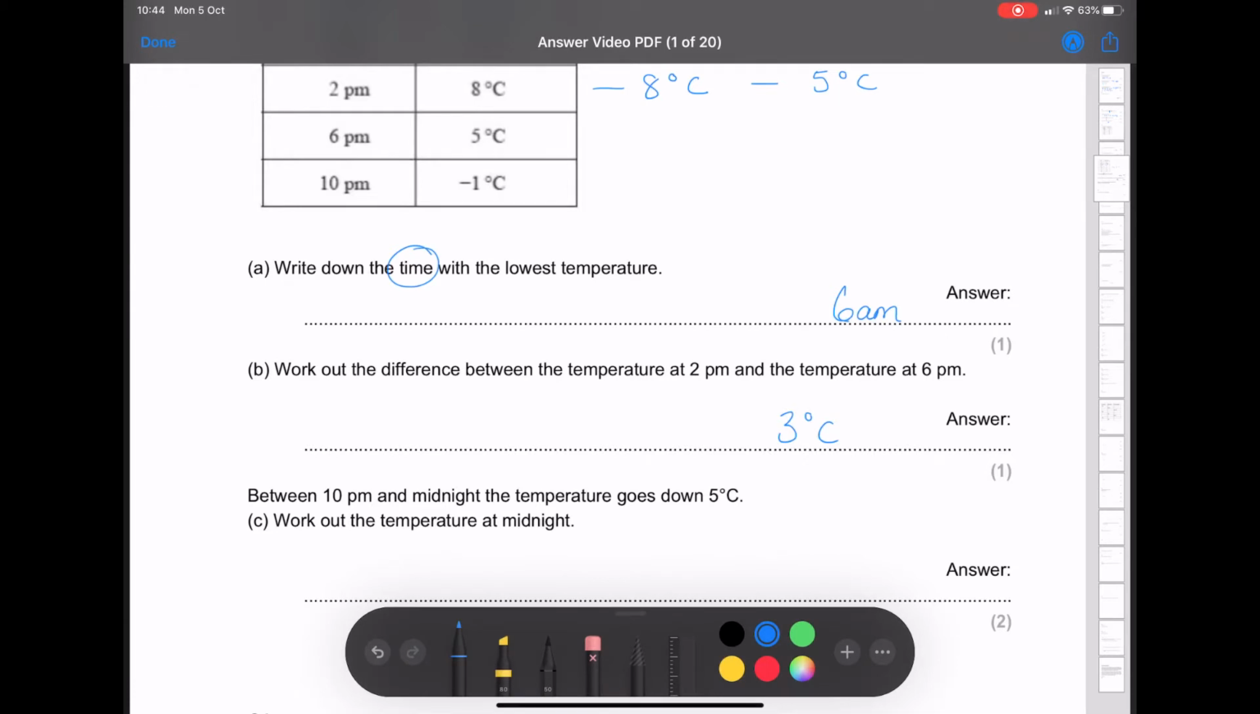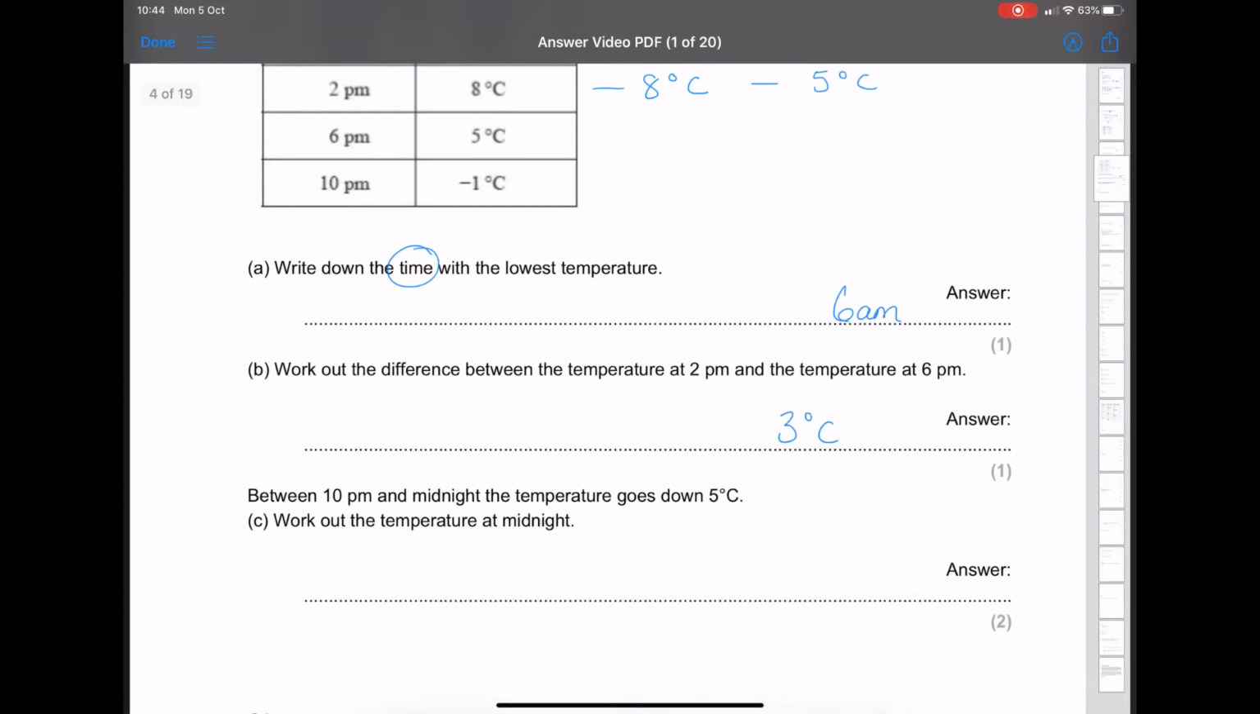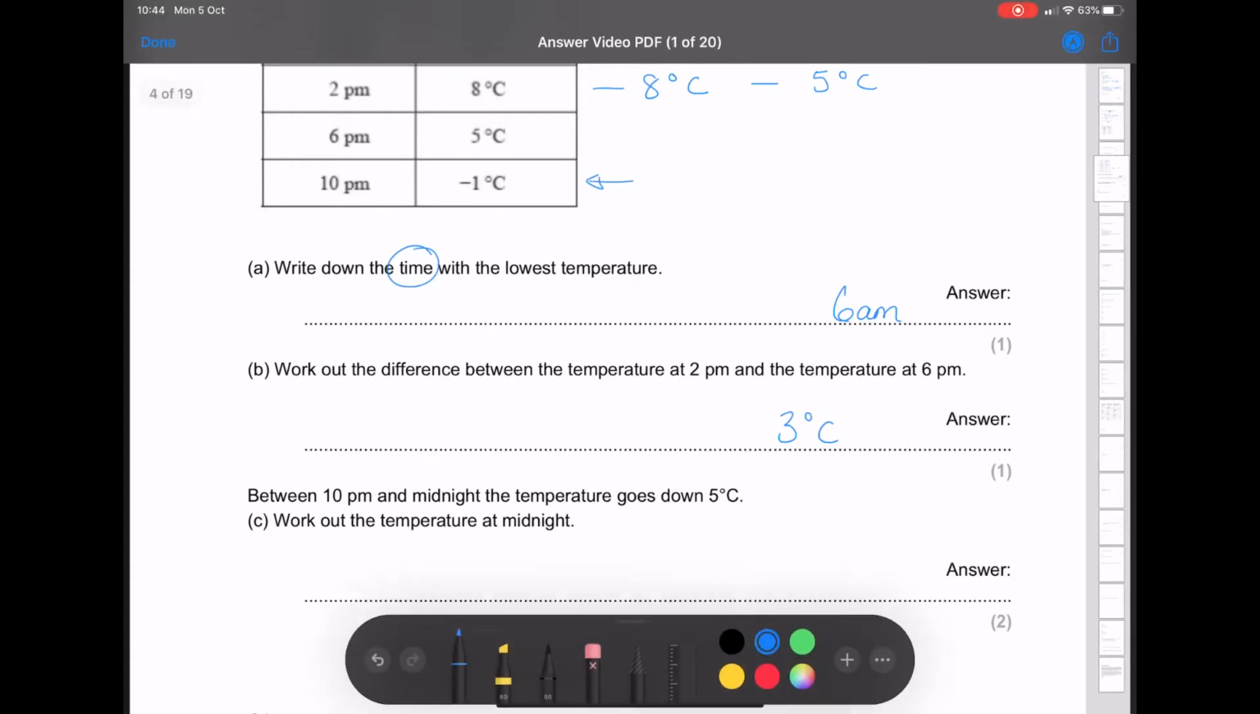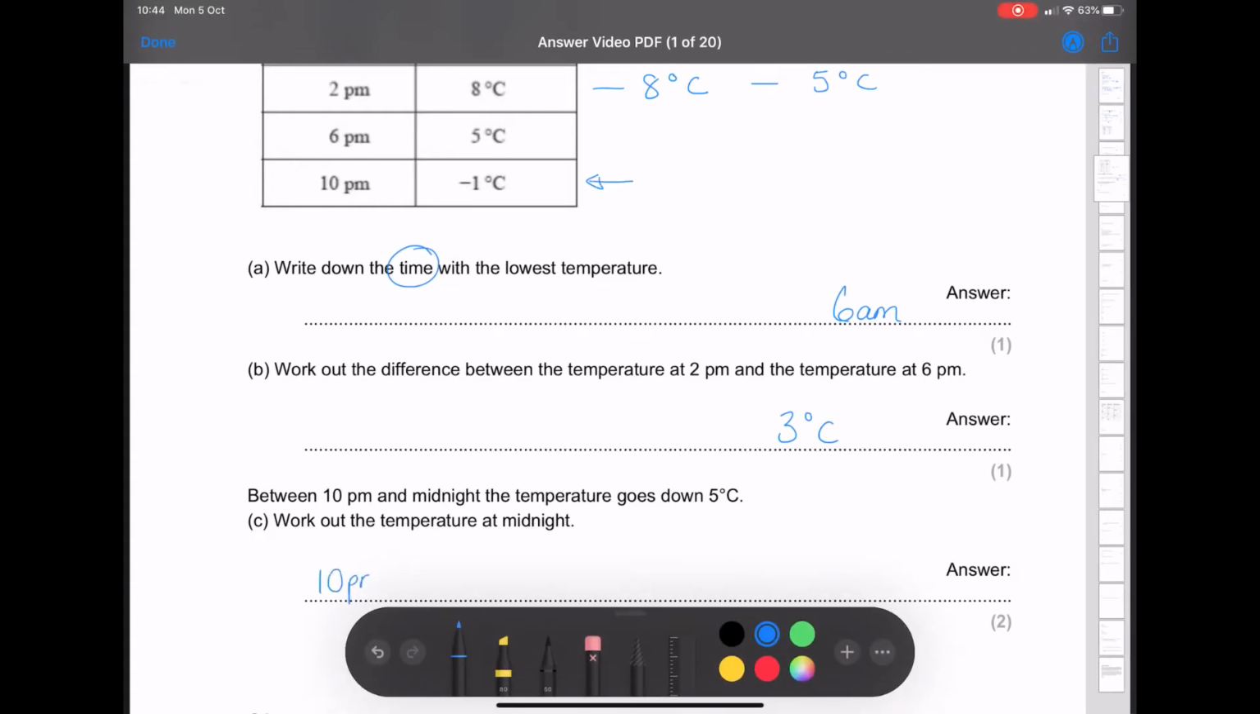It then says that between 10 p.m. and midnight, the temperature goes down by 5 degrees. Work out the temperature at midnight. So at 10 p.m., it's actually -1 degree. Okay, so 10 p.m. -1 degree. And it says it goes down by 5 degrees. It goes lower. So that's -1, -5, okay? So -1, -5 altogether is -6 degrees, because that's how far the temperature's gone down.